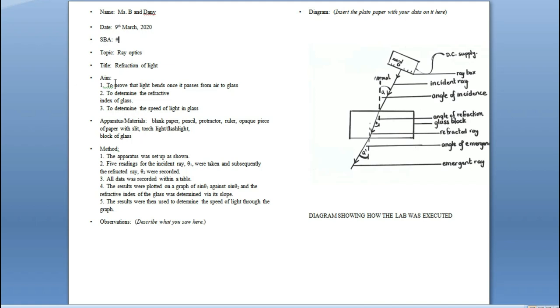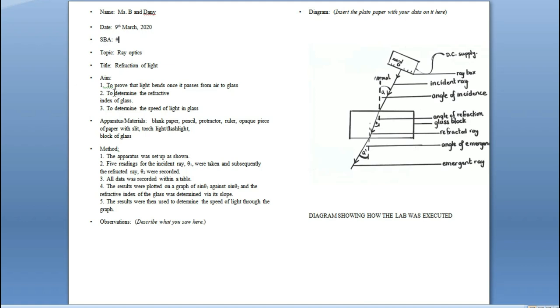The aim: to prove that light bends once it passes from air to glass, to determine the refractive index of glass, and to determine the speed of light in glass. It's basically when light goes from one medium to another, it refracts, right? In this case, light was going from air into glass, and you saw that it refracted at multiple and different angles towards the normal.